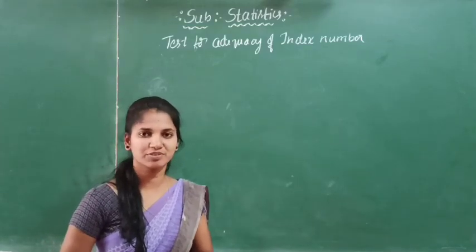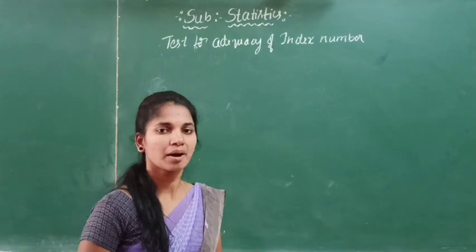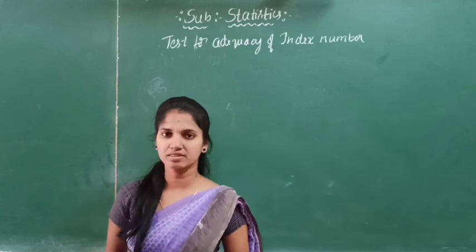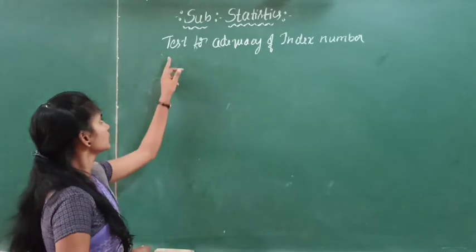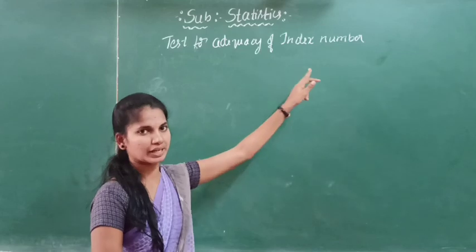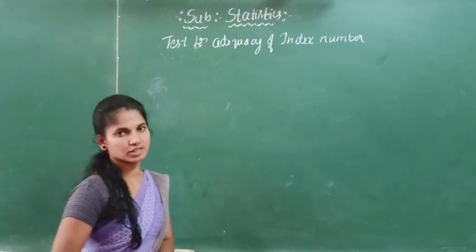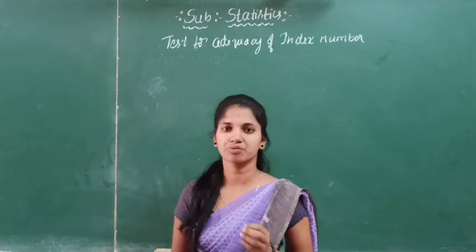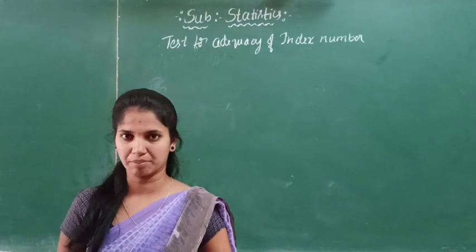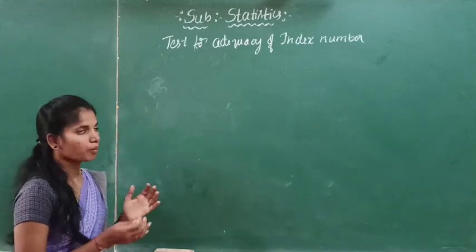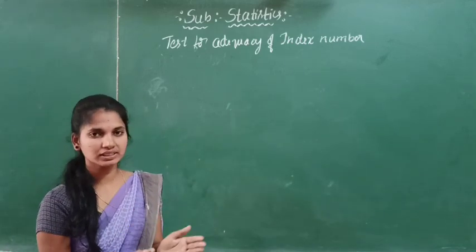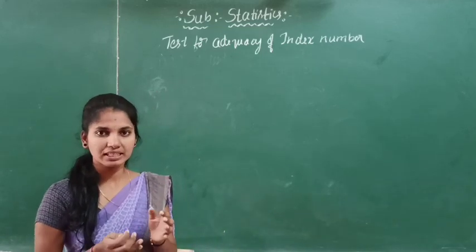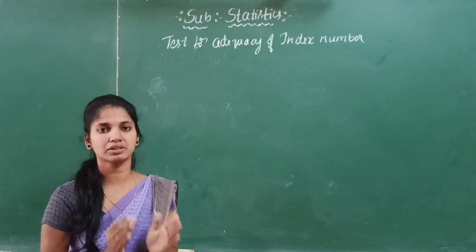In the last session we discussed the types of index number: price index number, quantity index number and then value index number. In this session we will discuss the tests for adequacy of index number. We know that there are many different formulas or methods in the construction of index numbers. Among those formulas, we select the appropriate one if it is consistent, if it satisfies some tests.